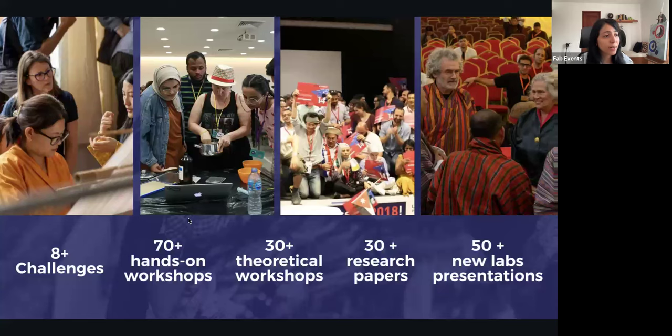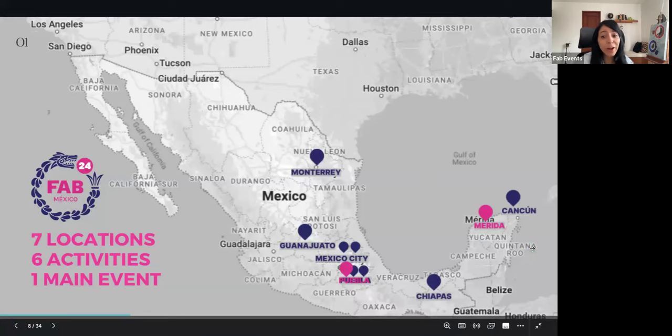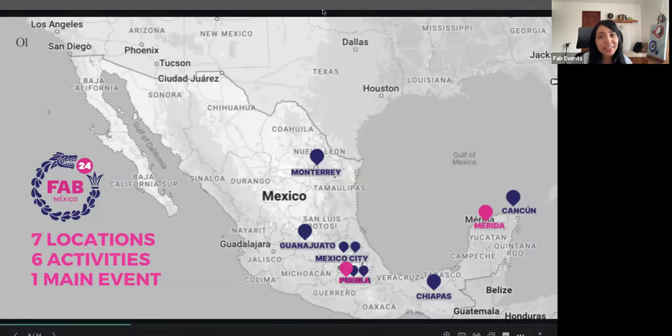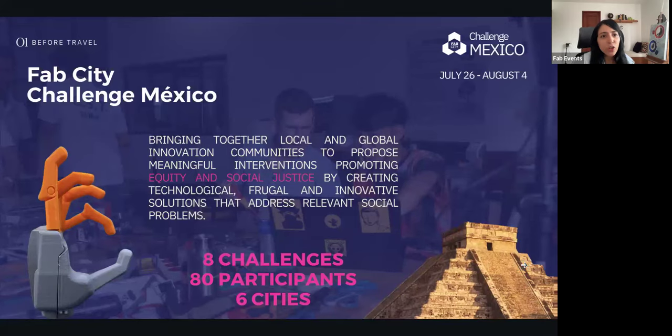I think this is a great opportunity for those who have new labs or have been involved in different projects to present what you have been doing over the last year. So where is this taking place? We currently have 7 locations, 6 different activities and 1 main event. So we will be spread all over Mexico. I think it's a great opportunity for all of us to be part of this. So I'm going to give it to Dan and Alberto to explain a little bit of how the challenge process is up to date and what the next steps are. So Dan?